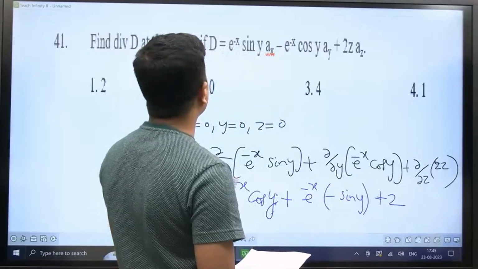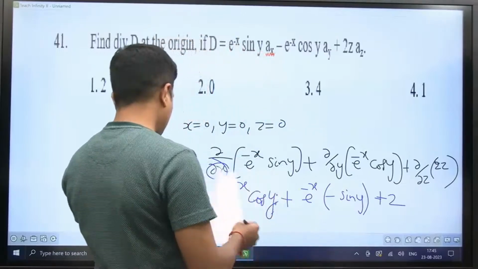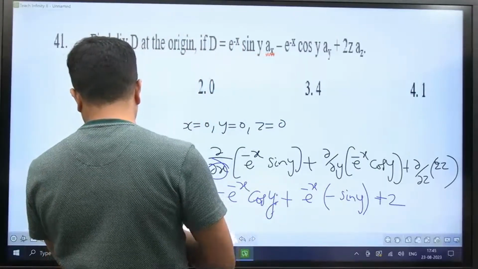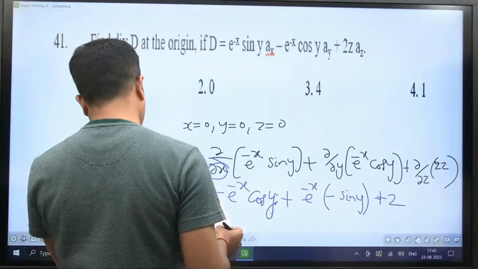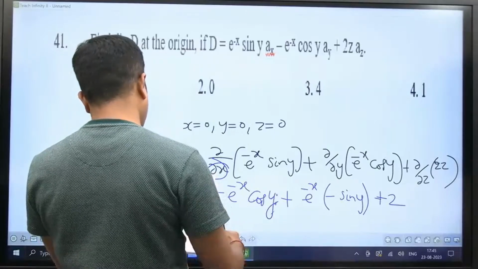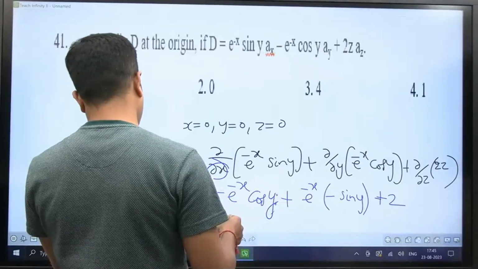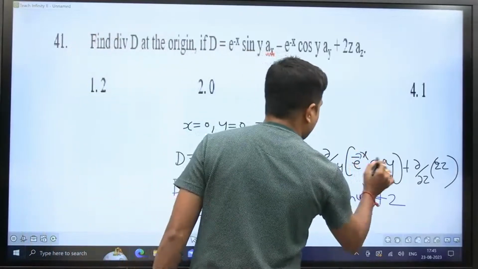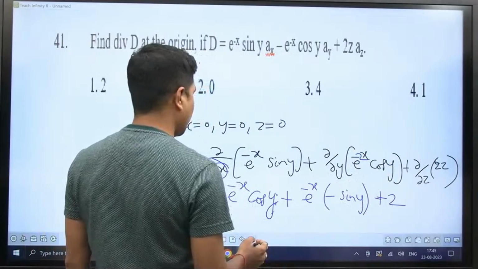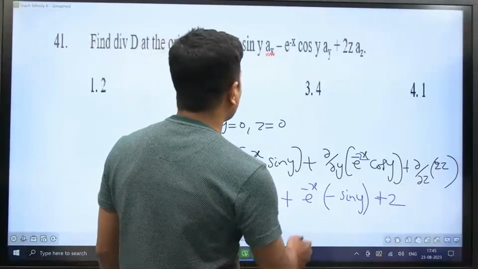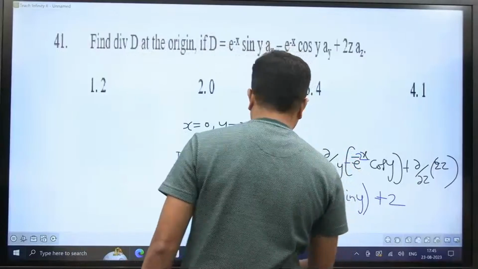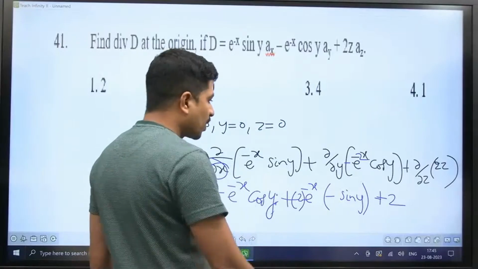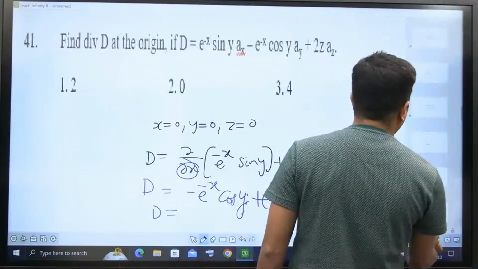Let me check the question. Why? Because it is e power minus x into sin y. Let me check the question, question number 41. If there is any mistake in the question, let me check. This is e power minus 2x. Therefore, this will be minus 2, right? I'll do it on the next page for clarity.